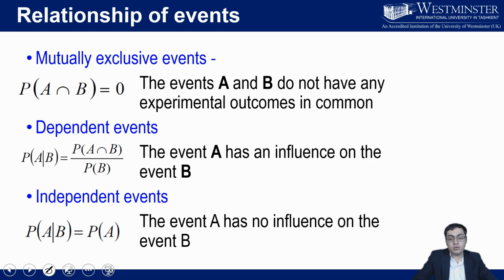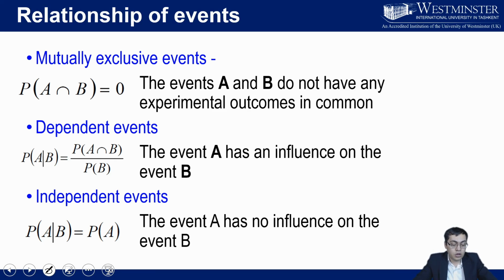So now let's talk about the relationship of events. When we say that 2 events are mutually exclusive, what we're saying is that A intersection B is equal to 0. That is, these 2 have outcomes that are not included in the outcome space of the other.